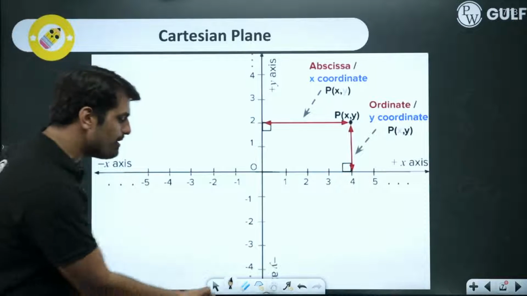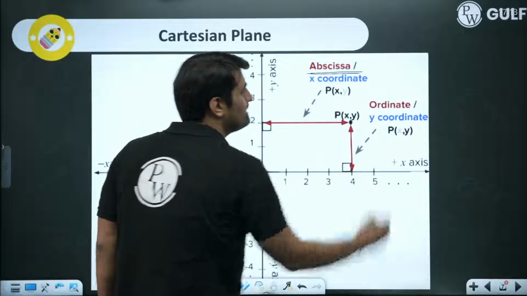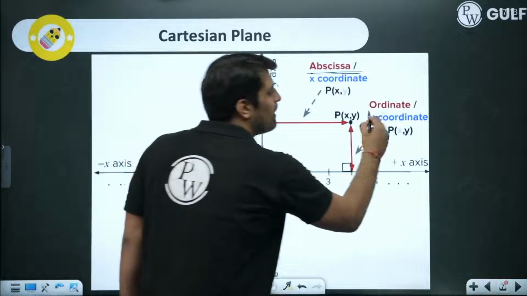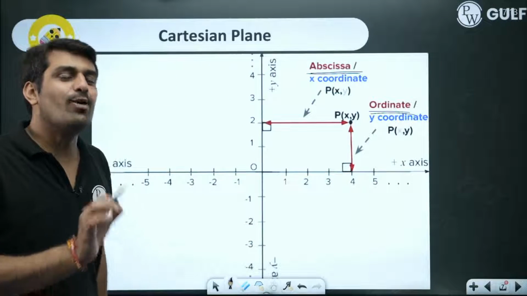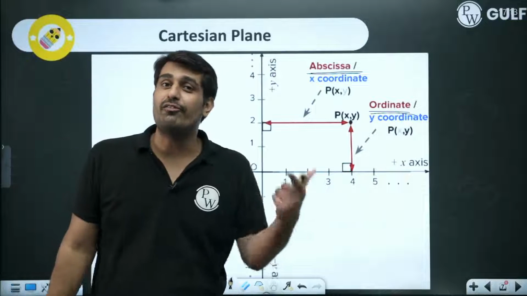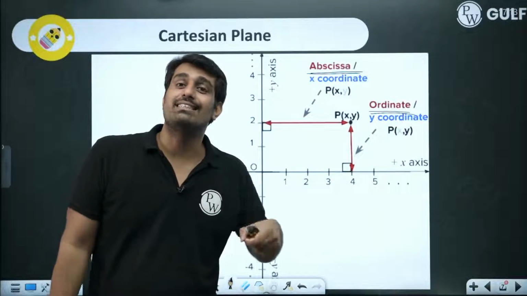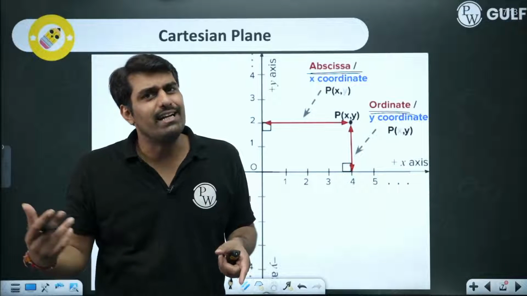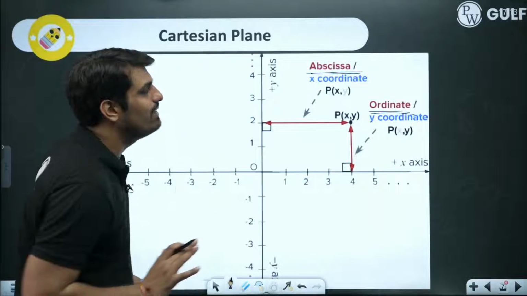Ultimately, there is a name given to all of these. The x coordinate is called the abscissa and the y coordinate is called the ordinate. Yes, simply ordinate, not coordinate. So don't get confused if someone asks you, after giving a question, tell me the abscissa for this particular thing. That means they're asking for the x coordinate. If they're asking for the ordinate, that means they're asking for the y coordinate. So these are the basic things which you have to mention clearly over here.